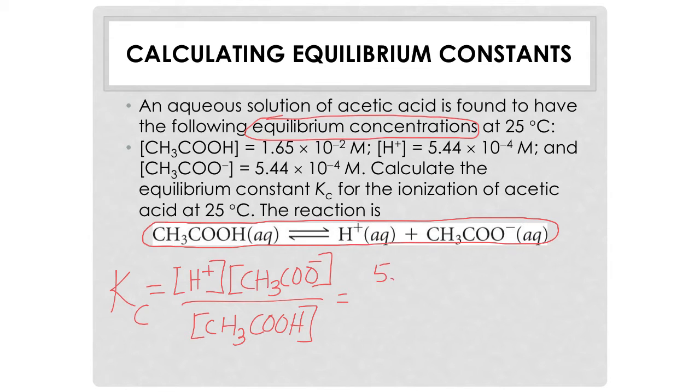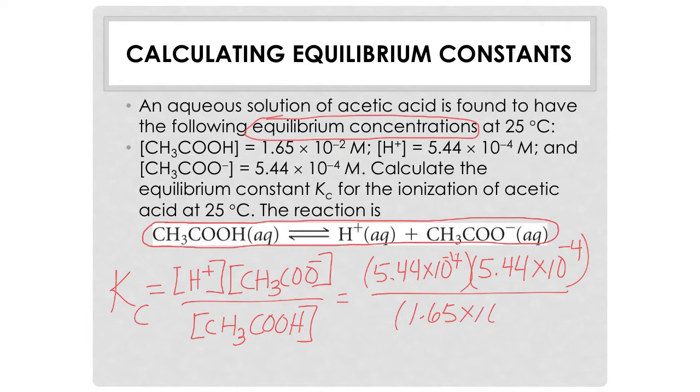So the hydrogen concentration is 5.44 times 10 to the negative fourth. The acetate ion is the same, so we could have just done squared if we wanted to, because either way it's going to be the same thing, divided by the concentration of the acetic acid, and that is 1.65 times 10 to the negative second. All right, so we put that all into our calculator, and that gives us a value of 1.79 times 10 to the negative fifth.